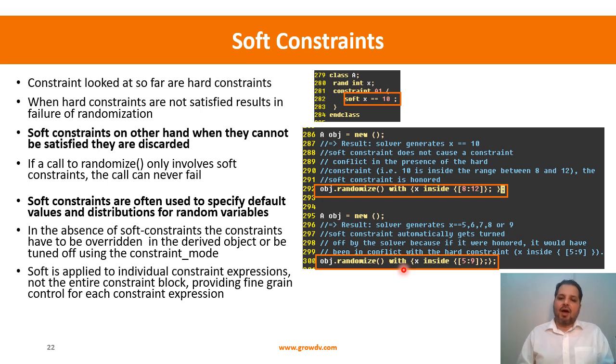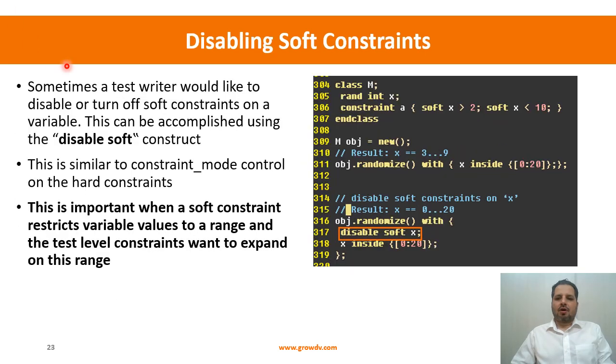So when you have hard constraints and soft constraints, and if the soft constraint cannot be satisfied, then it is ignored by the solver and is typically used for specifying default values. Soft constraints can be disabled using the disable soft construct. Now, when you hear this, a question might come to your mind: why do I need to turn it off? Anyway, when you have hard constraints, if the soft constraint is not getting satisfied, it will anyway get ignored, right? So why do I really need to disable it? Let's take a look at an example that will make it more clear.